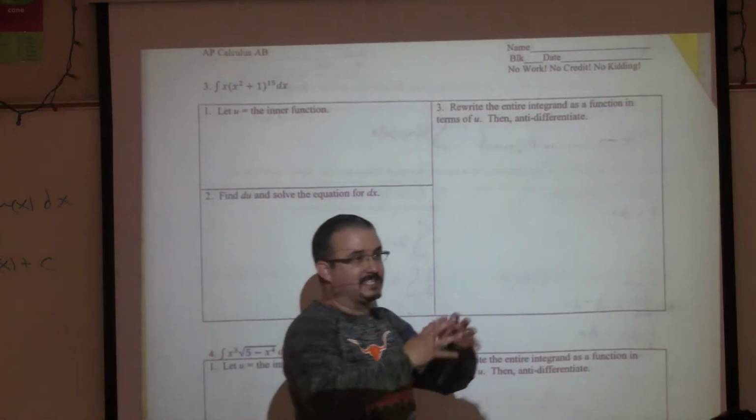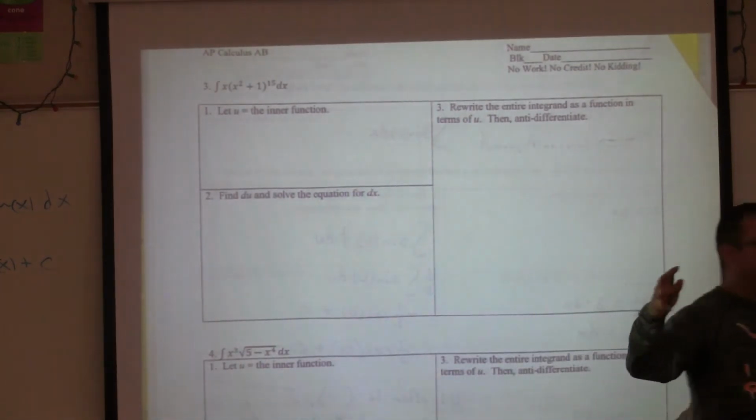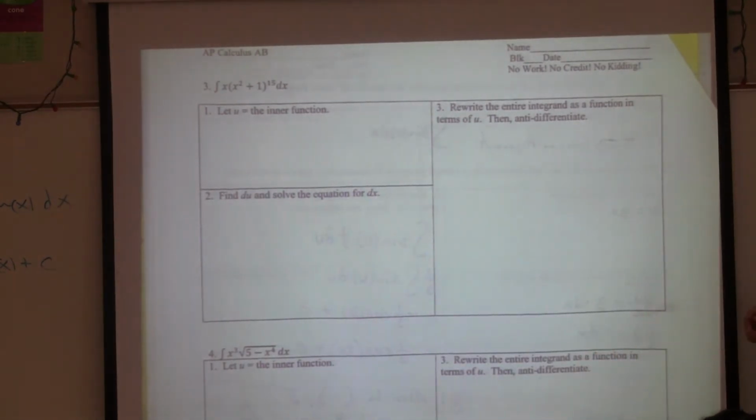If I would actually expand it and multiply that 15 times itself, right? And then multiply that times x, then I could do just by adding 1 and dividing by the power. But that's gonna take too long. I mean, unless you wanna do it like that. Wanna do it? Come on, it looks like fun. x squared plus 1 times x squared plus 1 times x squared plus 1. Come on! 15 times.